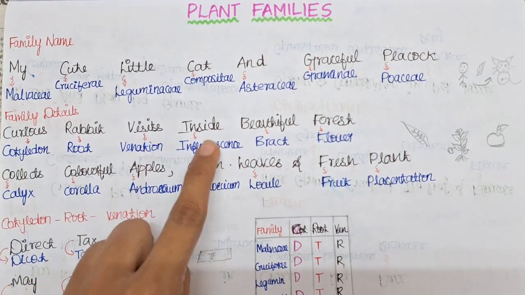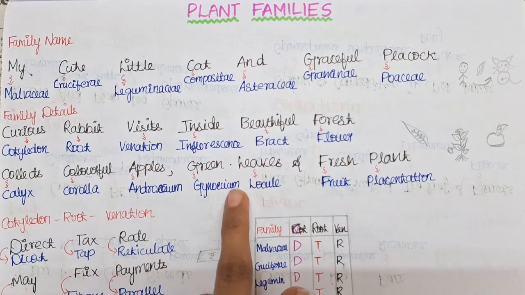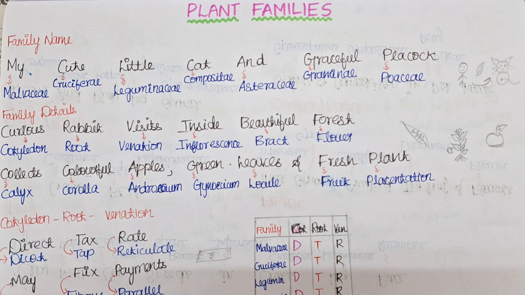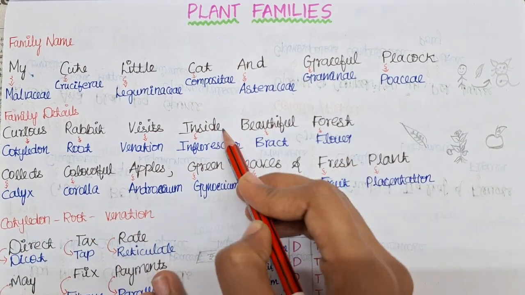Curious rabbit visits inside beautiful forest, collects colorful apples, green leaves and fresh plant. There is a curious rabbit, like you students, it is very curious. It is seeing a beautiful forest. Once it sees that, it is going inside it.